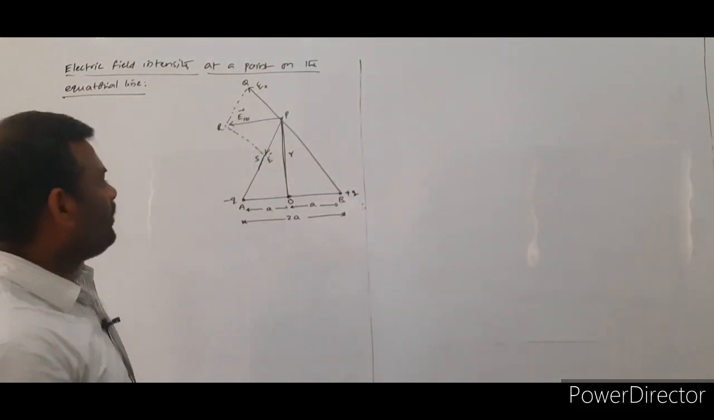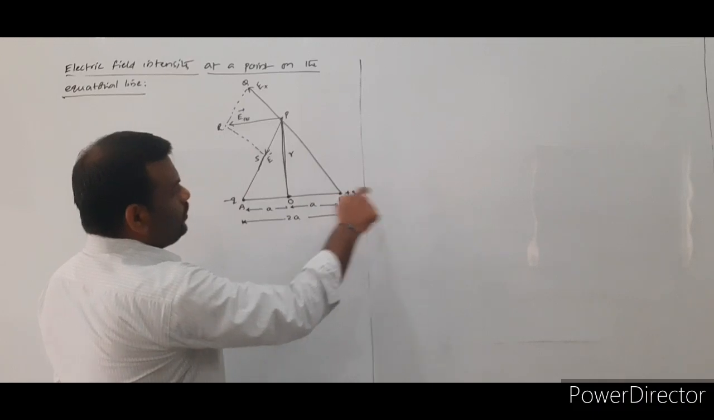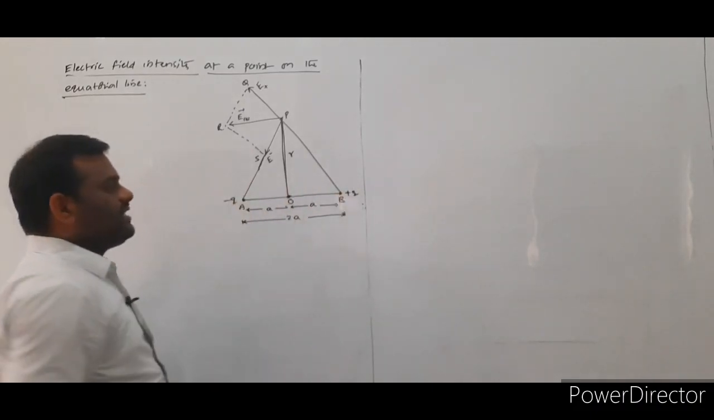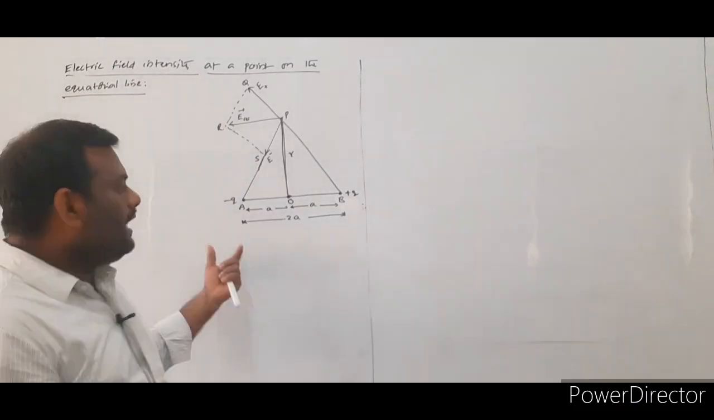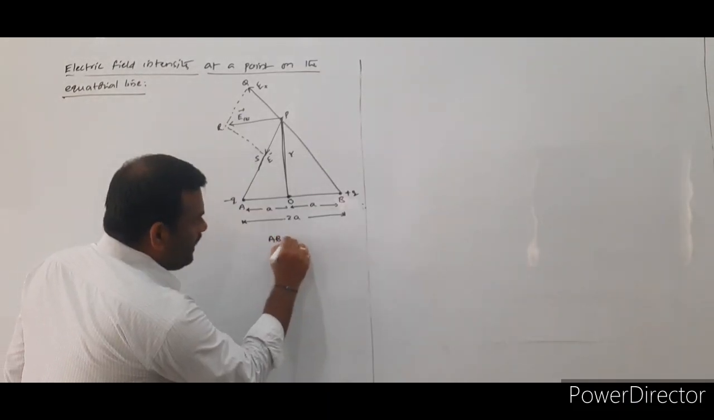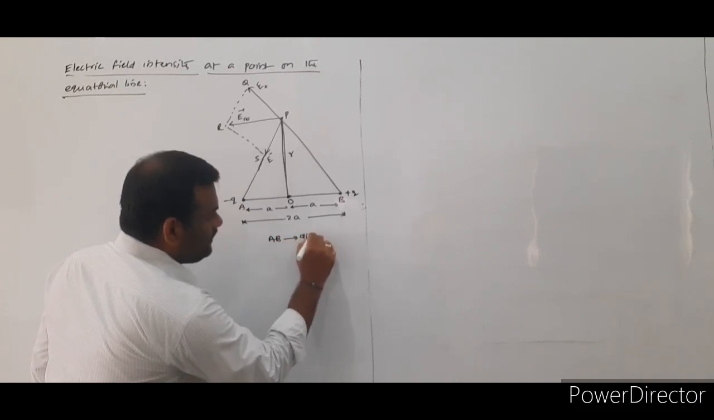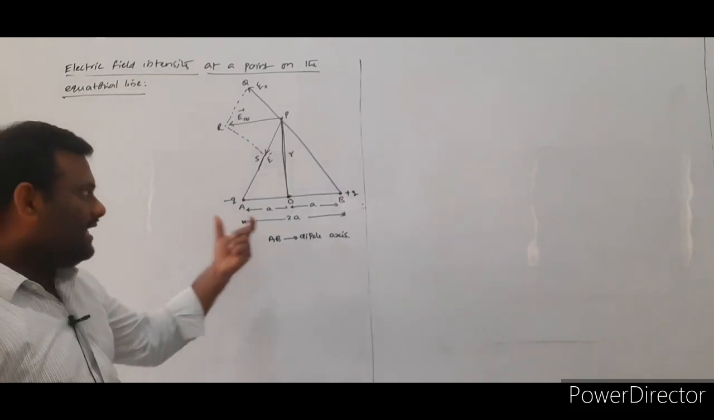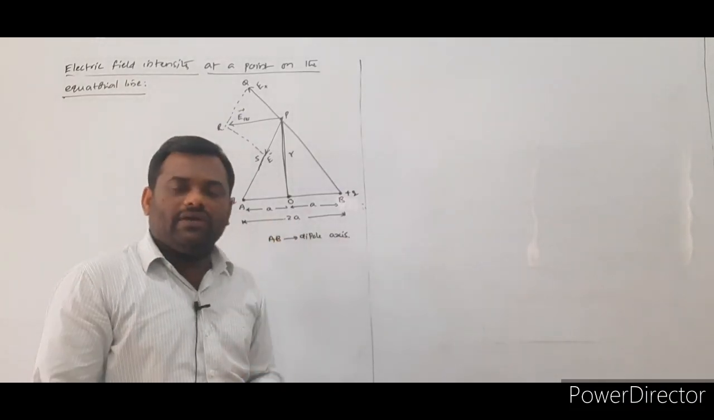What is the meaning of the dipole axis? The line which is connecting the negative charge as well as the positive charge we call the dipole axis. In the given diagram, the line AB will be indicating the dipole axis.